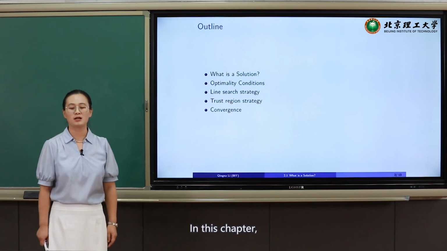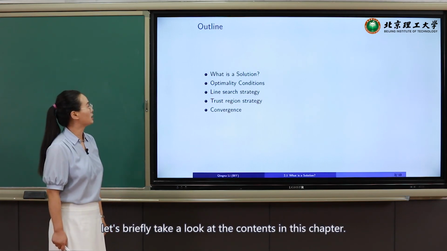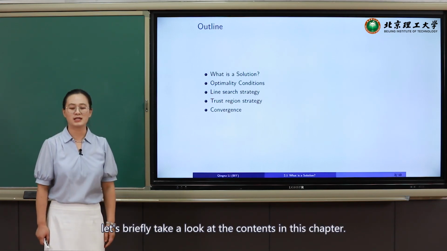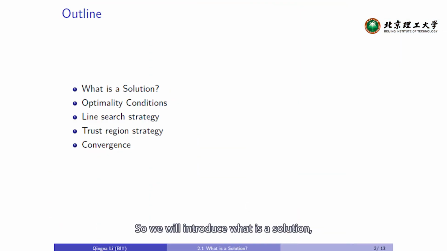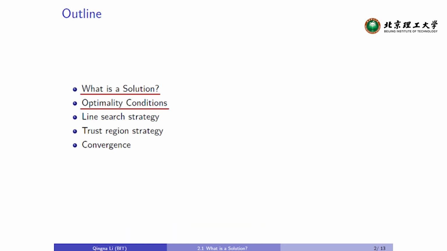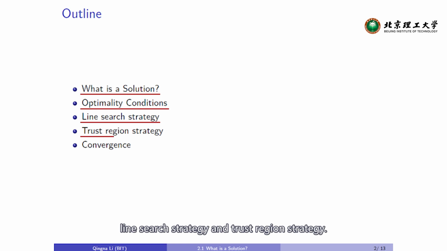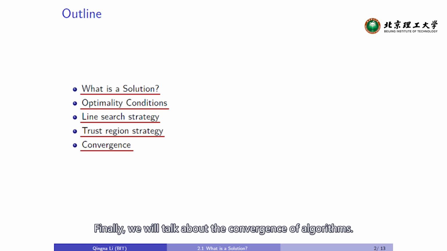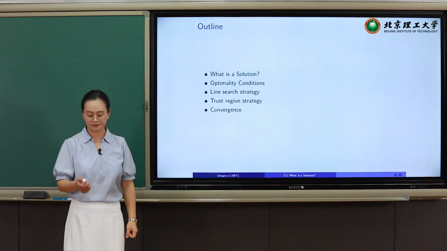In this chapter, let's briefly take a look at the contents in this lecture. So we will introduce what is a solution, the optimality conditions, and the two different ways to do the update, line search strategy and the trust region strategy. Finally, we will talk about the convergence of algorithms.